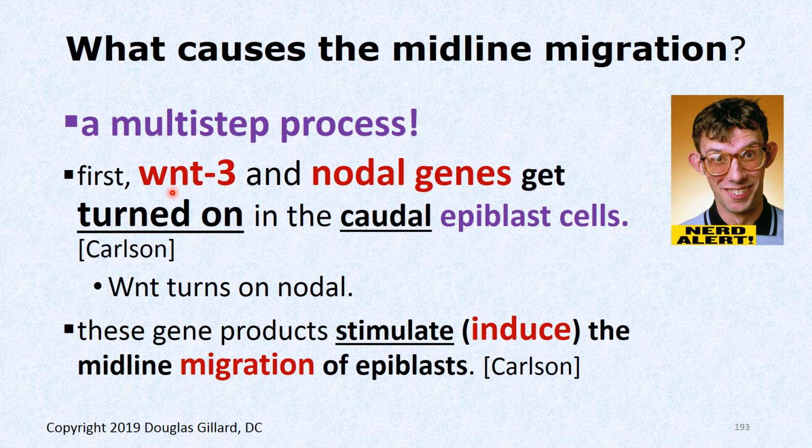First we have Wnt3 gets turned on. So the cells that are about to migrate, before they can migrate, Wnt3 gets turned on. Wnt3 actually turns on nodal, which we've already talked about quite a bit. I'm not going to go crazy testing for these gene products, but the nodal for sure. I mean, some of these you should know. So Wnt gets turned on, that turns on nodal, and nodal gets the epiblast cell excited and makes it want to migrate to the midline to form the primitive streak.